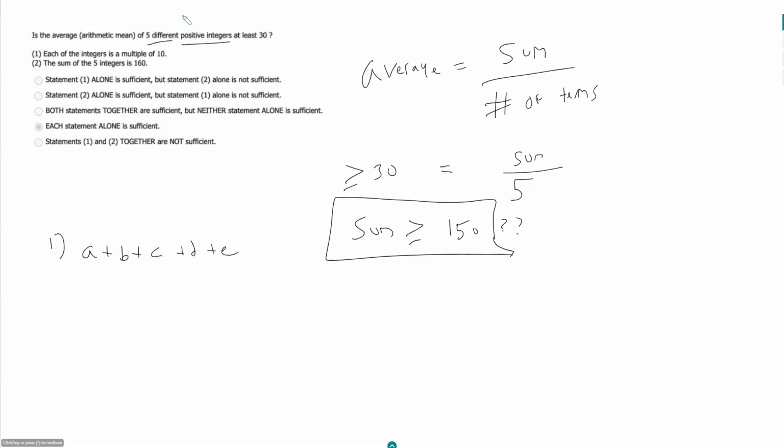So that means if I want to find out what the minimum that my sum can be, I want the smallest multiples of 10 I can think about. So I'll start with, say, A is 10, and then we'll say B is 20, C is 30, D is 40, and E is 50. And this is the smallest set of multiples of 10 I can plug in to my equation here. So the smallest sum I could possibly have is 90 plus 50 is 150.